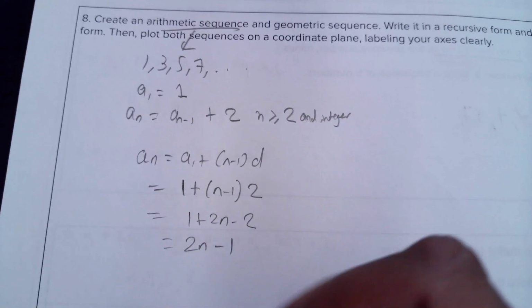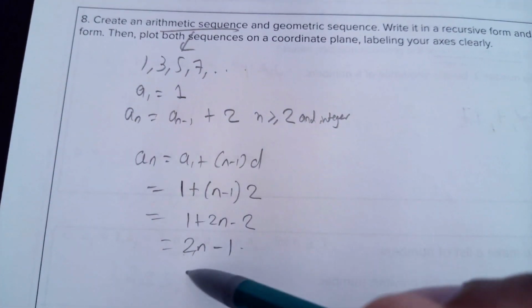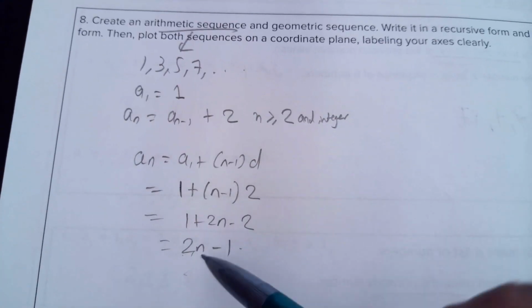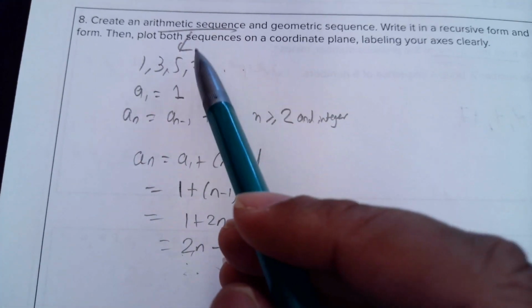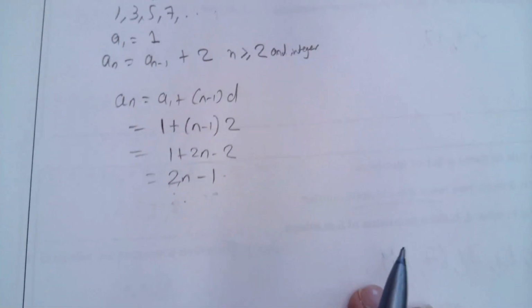You can check your answer, plug it in. Plug in 1, you'll get 1, which is your first term. Plug in 2, you get 4 minus 1, which is 3, the second term. Plug in 3, you get 6 minus 1, which is 5, your third term, and so on. This is the explicit form, 2n minus 1.